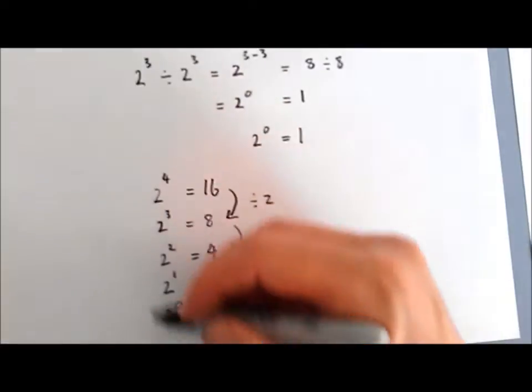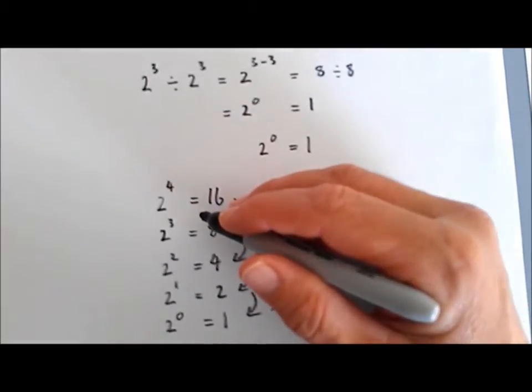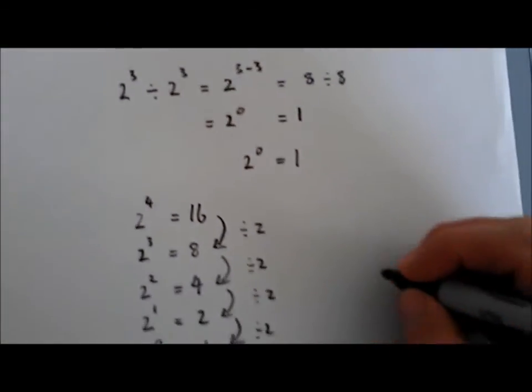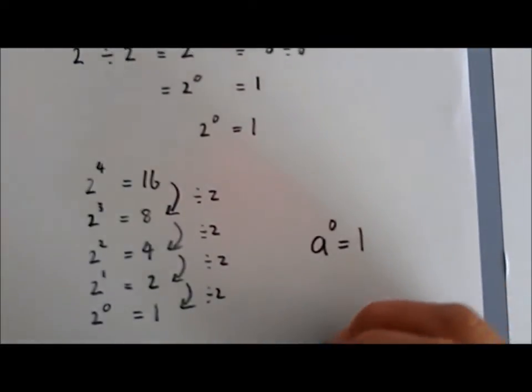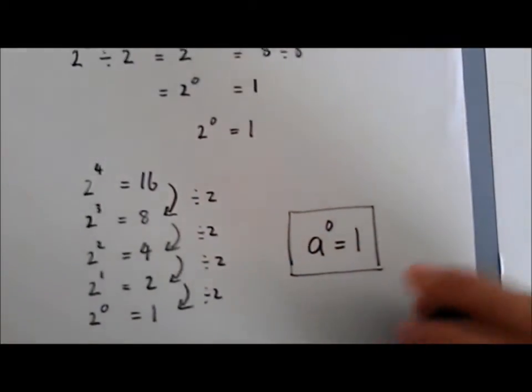And realistically I could do this with any number, not just 2. I could do it with 3, 4, 5, 6, 7. And so for the zero index, the general rule is if I take any number and I raise it to the power of 0, I get 1. And that's my rule. Any number raised to the power of 0 is 1.